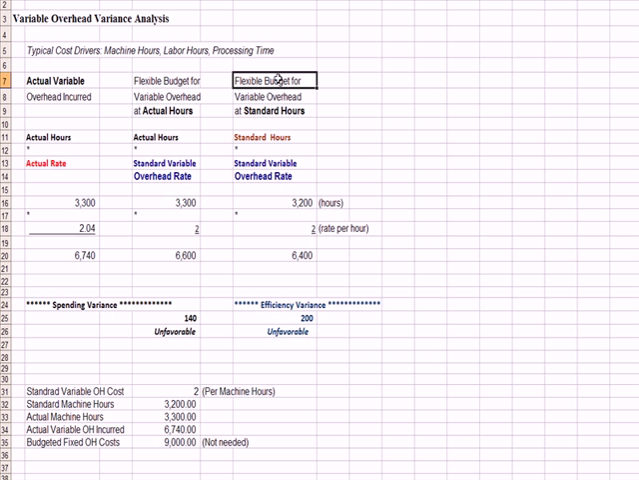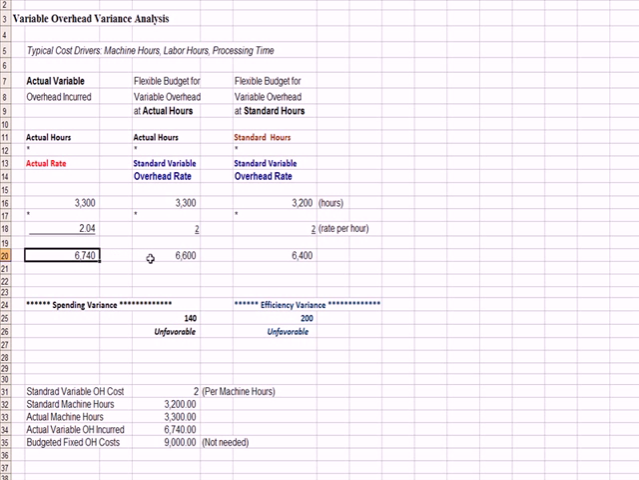At the far right, we have the flexible budget for variable overhead at standard hours, so note the difference. Both of these relate to the flexible budget, but the one on the left deals with actual hours, the one on the right is standard hours. So you'll see I put in a different color the standard hours, which happen to be 3,200. We use the same variable overhead rate of $2 per hour, and then we simply multiply hours times rate in all three, and we end up with a dollar amount.